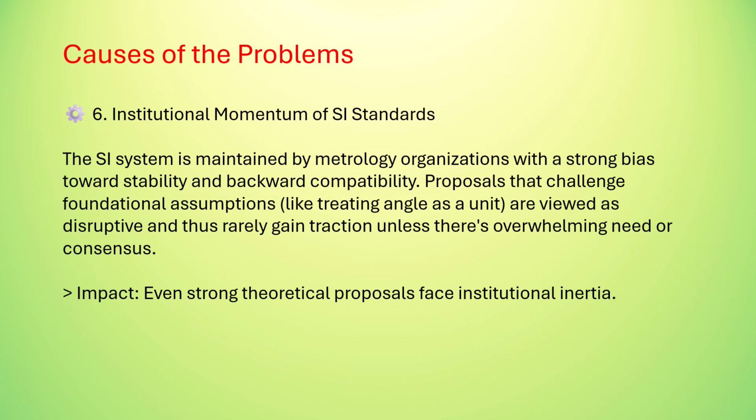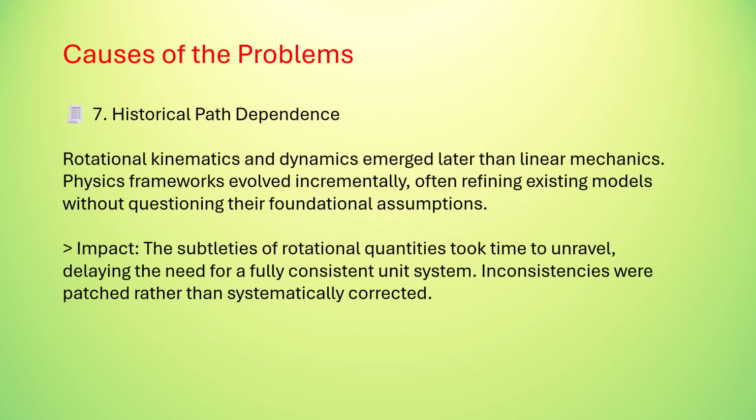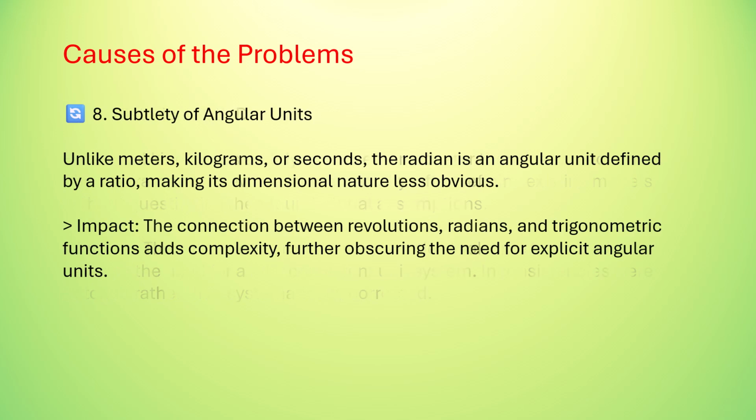The sixth cause is institutional momentum of SI standards. Even strong theoretical proposals face institutional inertia. The seventh cause is historical path dependence. The subtleties of rotational quantities took time to unravel, delaying the need for a fully consistent unit system. Inconsistencies were patched rather than systematically corrected. The eighth cause is subtlety of angular units. Unlike meters, kilograms, or seconds, the radian is an angular unit defined by a ratio, making its dimensional nature less obvious.